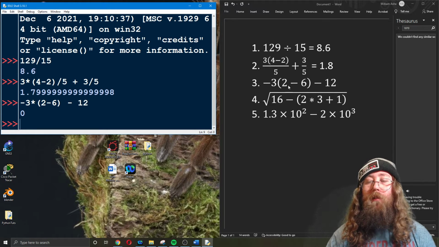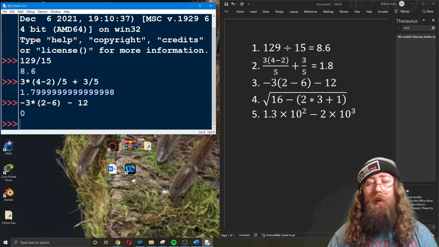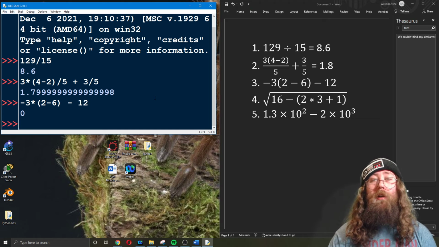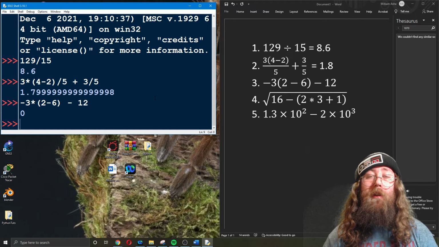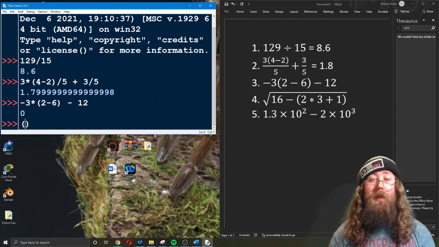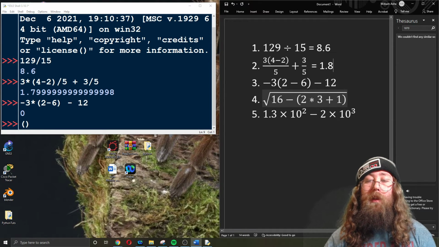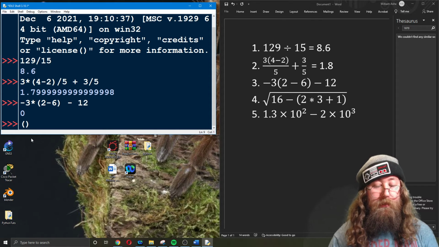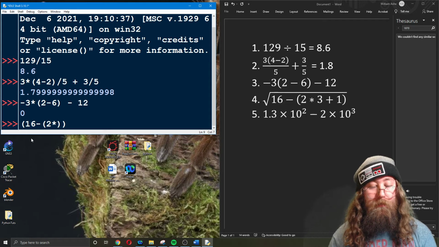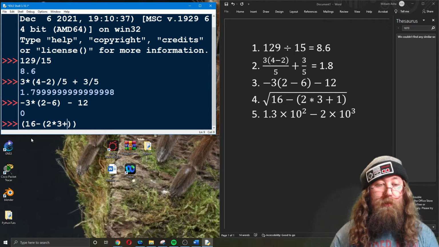All right, the next one is quite a bit more complicated. I have this radical expression. This is a square root. In order to get the square root into Python, I'm going to use an exponent, actually. We're going to see how to do exponents. What I'm going to have to do is start off with some parentheses, because all of this is having the square root done to it. And I'm going to put in everything I see underneath the radical symbol. So I'm going to go 16 minus quantity 2 times 3 plus 1.